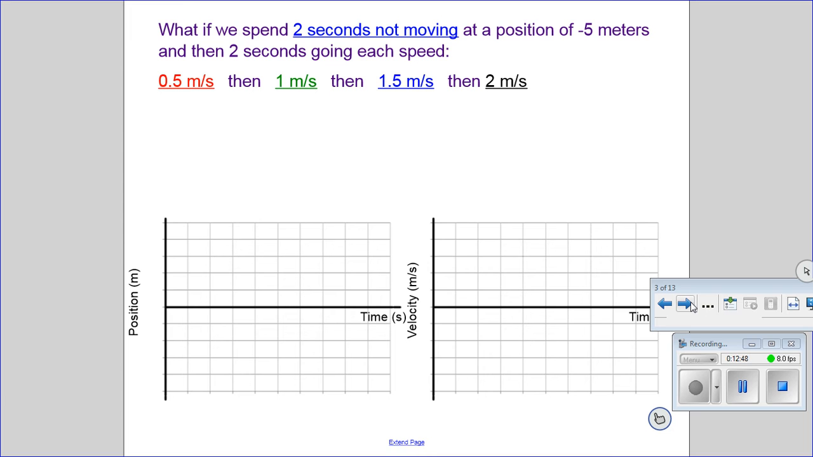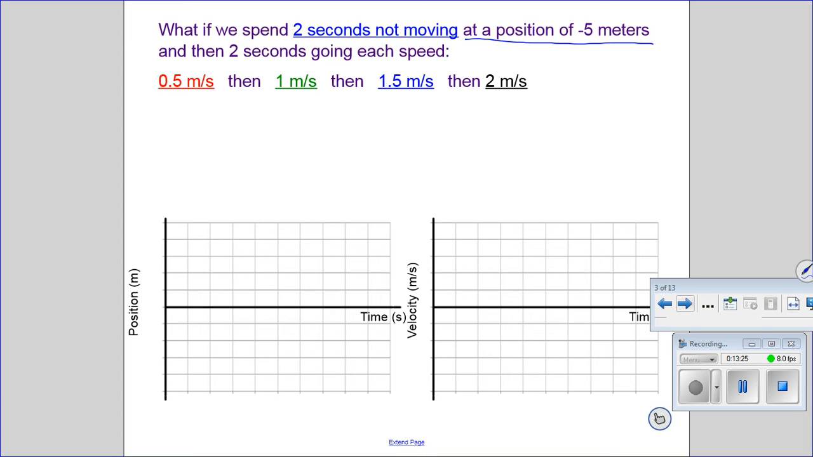So it says, what if we spend 2 seconds not moving, and then I added something. This is not in your version of the notes, so write this down. What if we spend 2 seconds not moving at a position of negative 5 meters? All right? For future reference, if I don't give you a starting position, let's just assume it's 0. Okay? A lot of times I forget or just decide that it's not important, and I won't give you a starting position. So just assume it's 0. But here, I want to give you one so that everything will kind of fit nicely onto our graphs that I gave you here. All right? Everybody good?